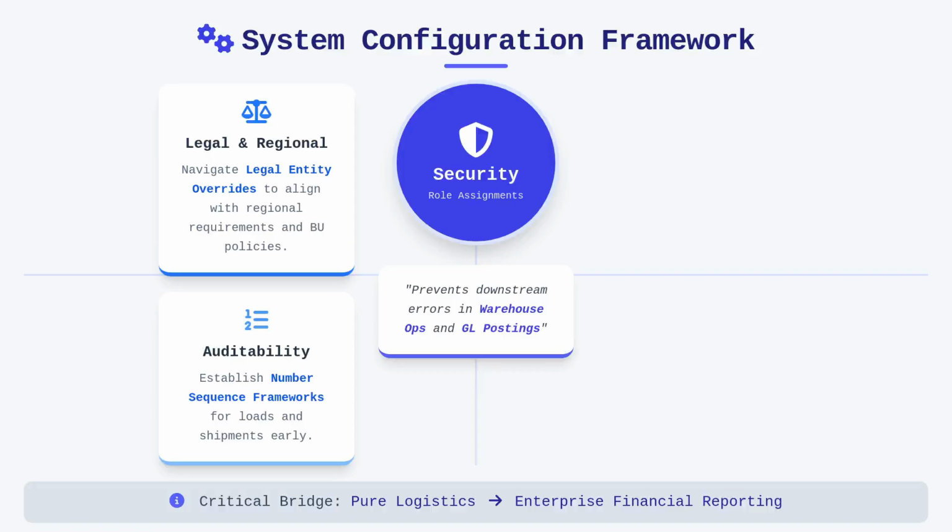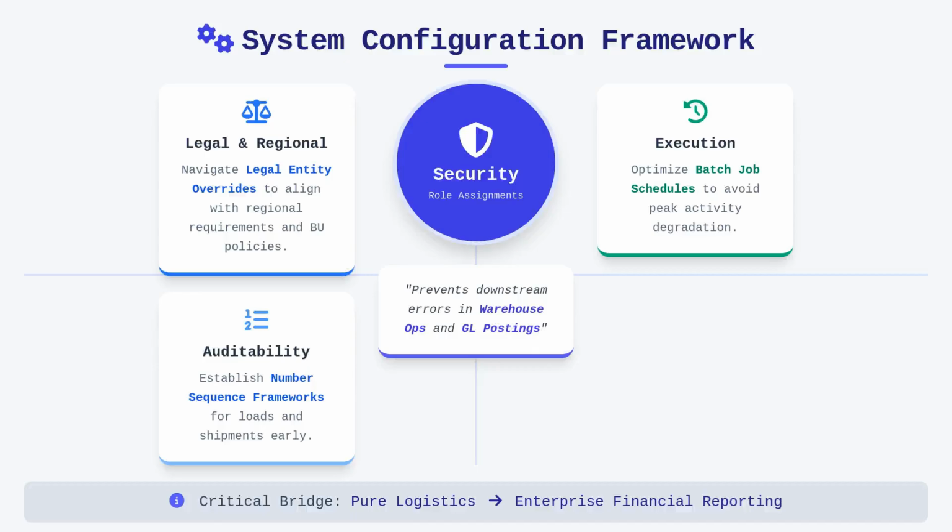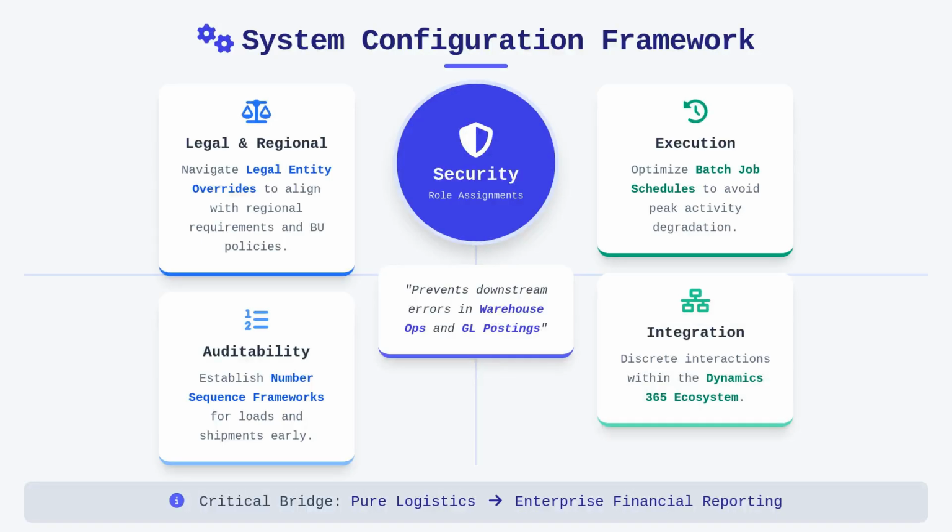You should also pay close attention to batch job execution schedules, as high-volume environments often require these load-building processes to run outside of peak warehouse activity to prevent system performance degradation. These settings are not global toggles, but rather discrete configurations that interact with the broader Dynamics 365 ecosystem.